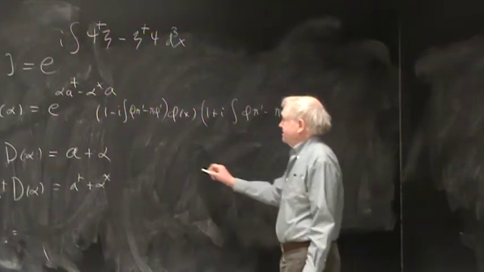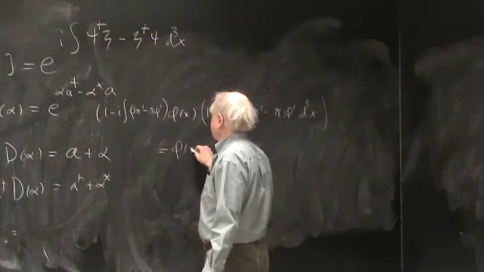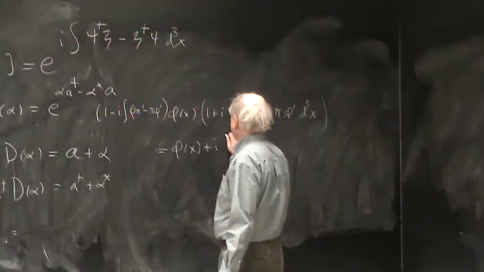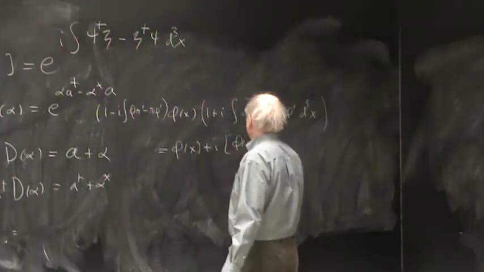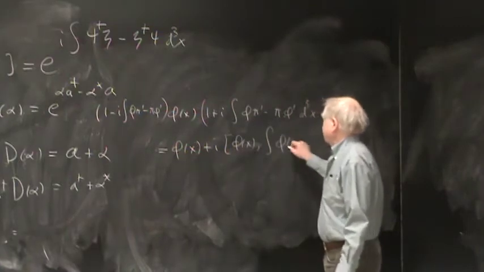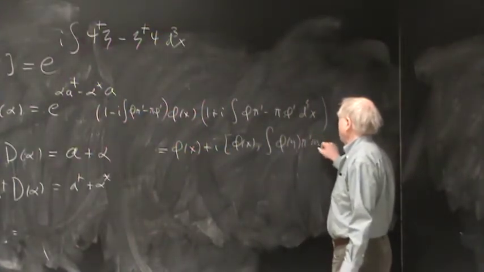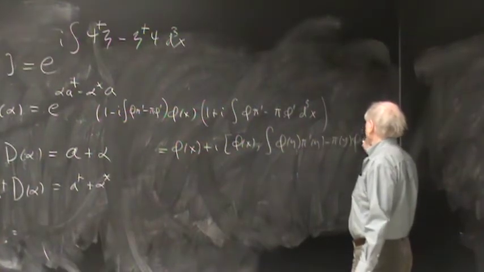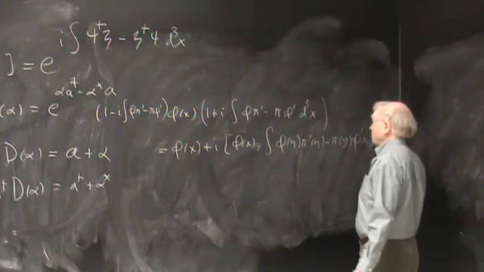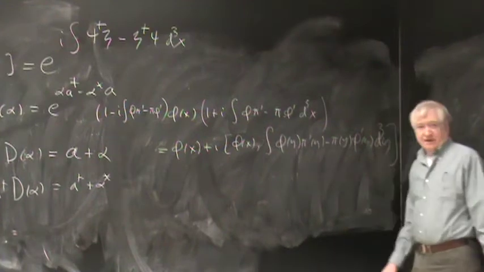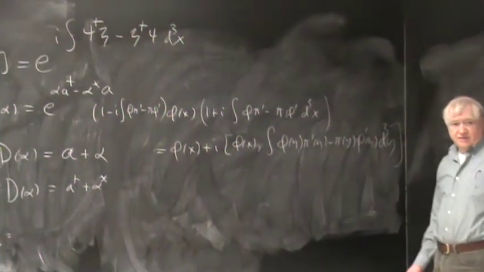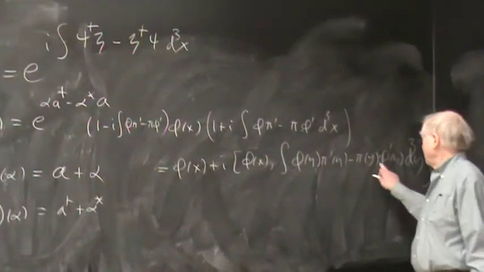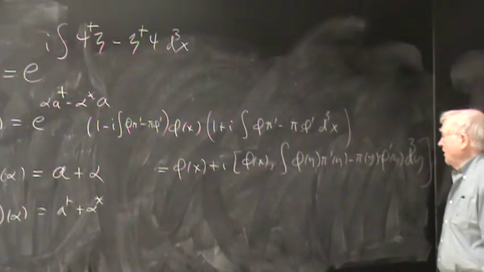Okay, so this is equal to phi of x plus i times the commutator of phi of x with the integral, let's say phi of y, phi prime of y minus pi of y, phi prime of y, d cubed y. Okay? I've done it in the infinitesimal case, in other words, where pi prime and phi prime are small.